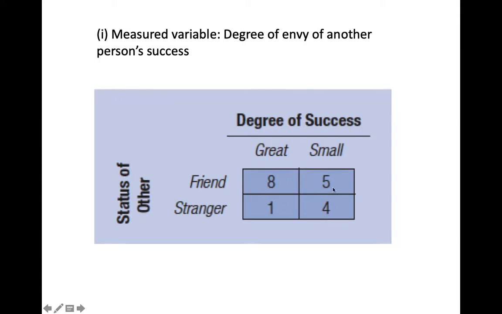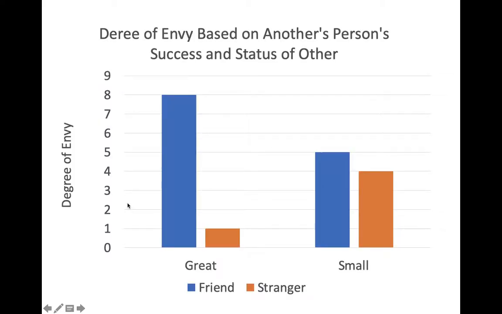So what we're going to determine from these cell means is we're going to calculate marginal means, and then we're going to determine whether there is a main effect of whether the other person is a friend or a stranger. So basically whether there is a main effect for status of others, and then whether there's a main effect for degree of success, and then whether there is an interaction between degree of success and status of the other.